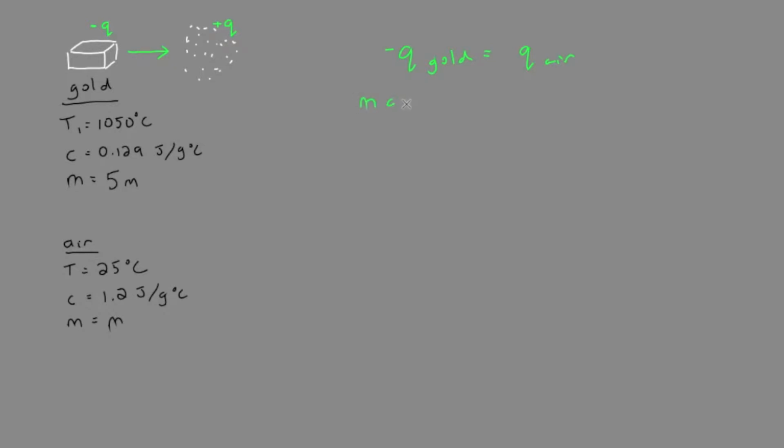So the MC delta T of the gold equals MC delta T of the air, and we have these quantities for each one. So the mass of gold is 5m times C, 0.129, times the change in temperature, T2 minus T1, T1 is 1050, equals our mass of the air, which was m, times C, times the change in temperature, which is also T2, minus our initial temperature, 25 degrees.